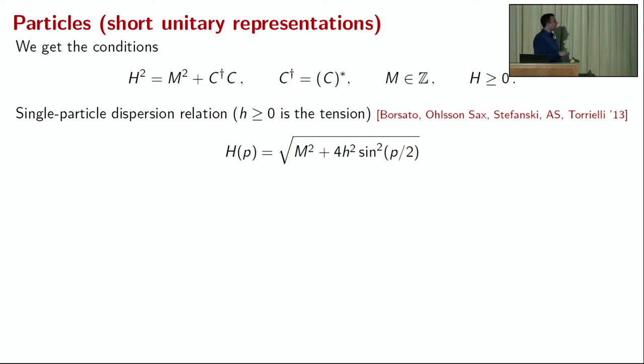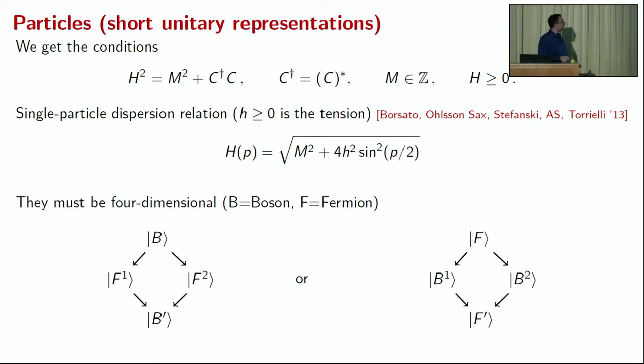And then you want to study the representation for the different values of M, like in AdS5. I don't want to do this in detail, but I just want to tell you that all these representations are actually four-dimensional. So you start with a boson, and either you get two fermions and another boson, or you start with a fermion and you get two bosons and another fermion. It's a bit different from AdS5, where bound states are actually bigger and bigger. This is just something which is always the same dimension, and basically you're just changing this parameter M here.